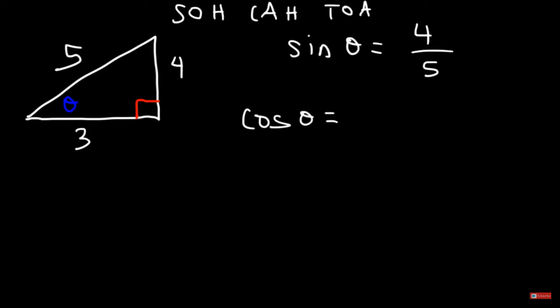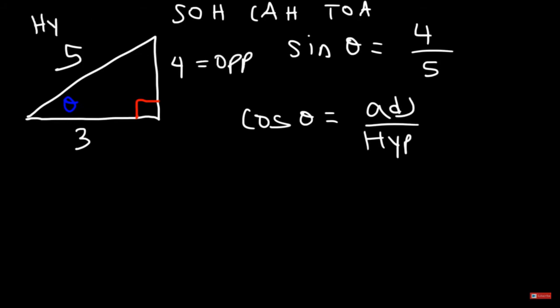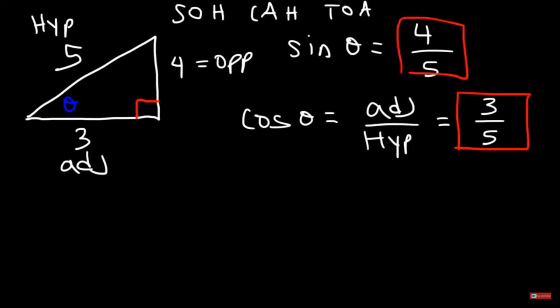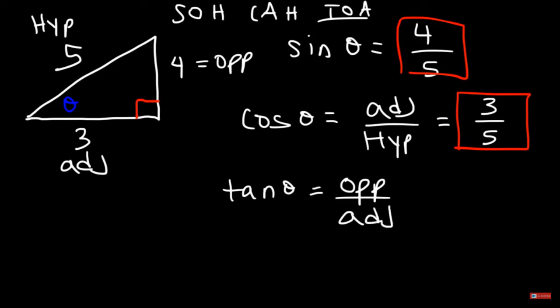Now cosine theta is equal to the adjacent side divided by the hypotenuse. So we said 4 is the opposite side, 5 is the hypotenuse, and 3 is the adjacent side. So in this case, it's going to be 3 divided by 5. So that's the value of cosine. Now let's find the value of tangent. Tangent theta, according to TOA, is equal to the opposite side divided by the adjacent side. So that's going to be 4 divided by 3. So that's the value of tangent.